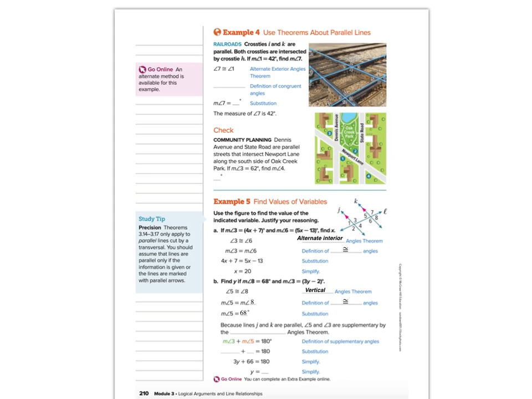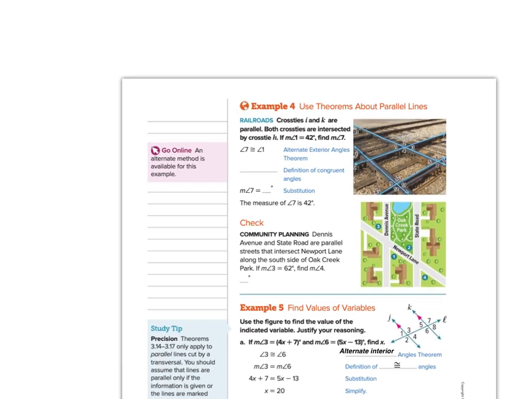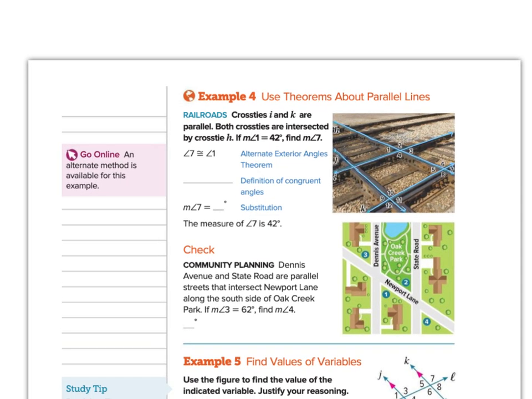All right, it wouldn't be the same if we didn't try to put some real world in here. So here, using the theorems with parallel lines, just looking at this image, I hope we could say, hey, I think I have intersecting train tracks. I hope we know that the train tracks are parallel. So we can imagine that we have two sets of parallel lines intersecting one another. And so it says the cross ties J and K are parallel. So we have some cross ties here they're identifying. Both cross ties are intersected by cross tie H. Okay, so here's my transversal.